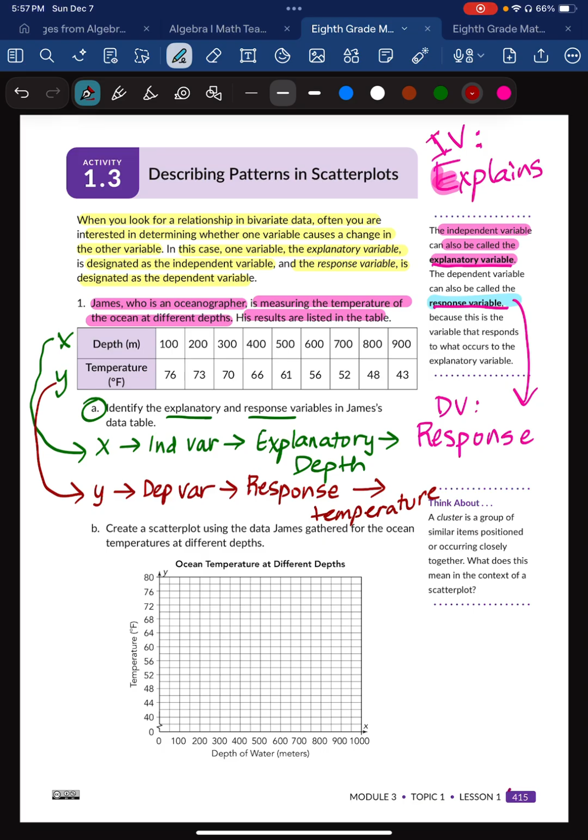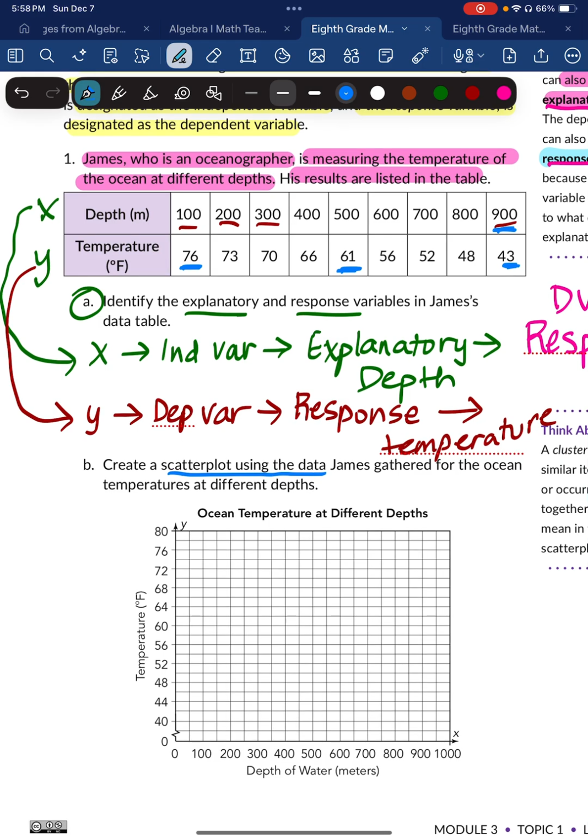Okay, so here he's got the depth at 100 feet, 200 feet, 300, all the way to 900. At 100 feet, it's pretty warm, 76 degrees. Then at 500 feet, 61. But when you get down to his last place that he took the measurement, it was 43 degrees. So we are going to create a scatter plot using the data. You will be doing this as I do it. So you're going to create your own scatter plot.